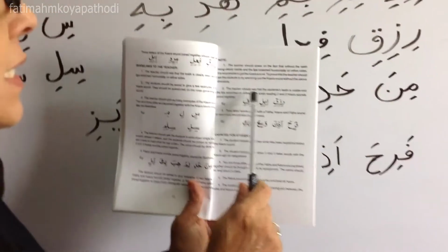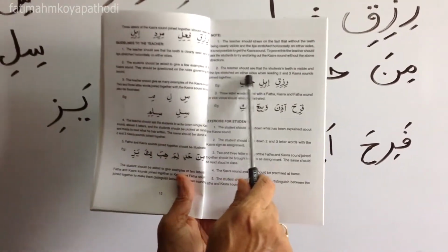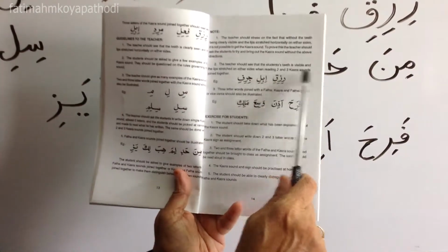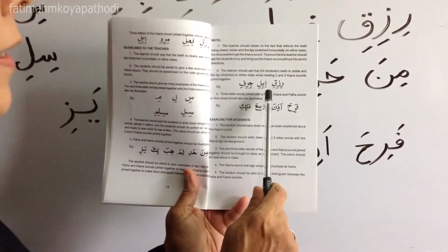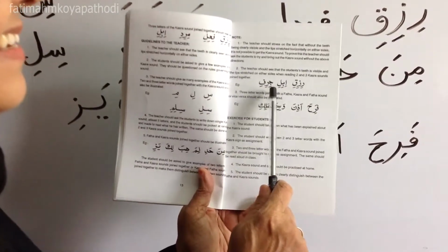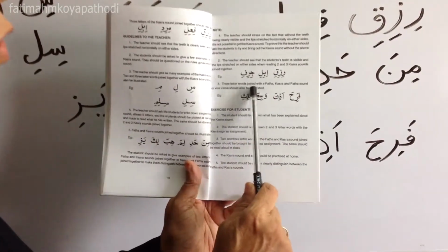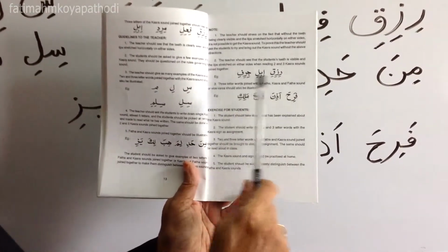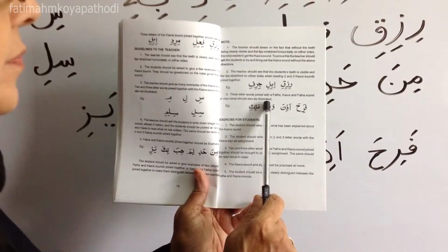The teacher should see that the student's teeth is visible and the lips stretched on either sides when reading 2 and 3 kasra sounds joined together. Rezaqi, reziqi, ibili, jirifi. 3-letter words joined with the fatha, kasra and fatha sounds or vice versa should also be illustrated.